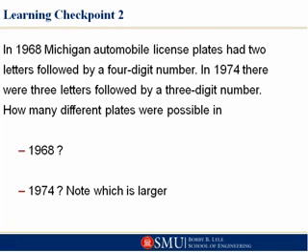Okay. In 1968, Michigan automobile license plates had 2 letters followed by a 4-digit number. In 1974, there were 3 letters followed by a 3-digit number. How many different plates were possible in 1968 and also in 1974? Note which one of these possible outcomes is larger. So you had 2 letters followed by 4 digits in the 1968 license plates.